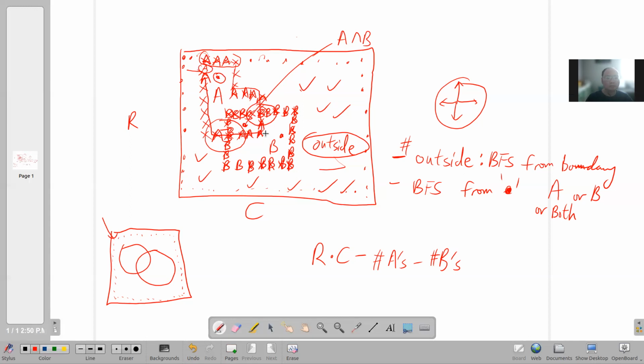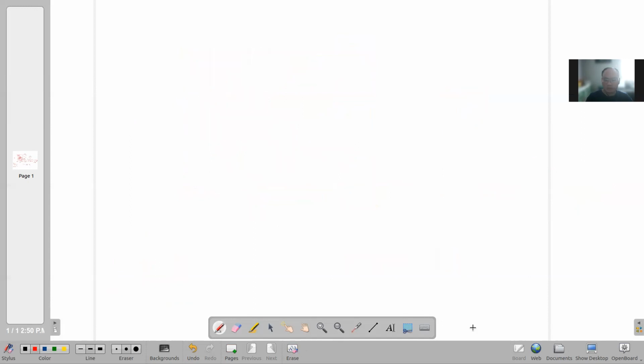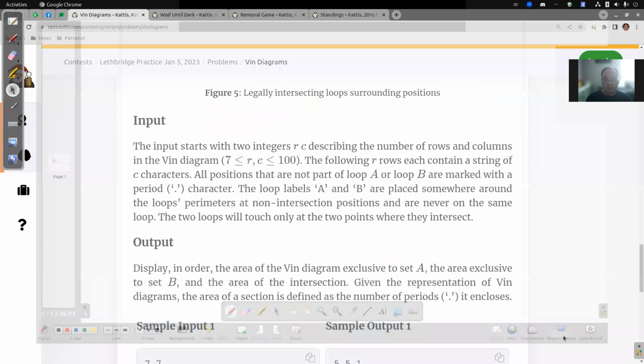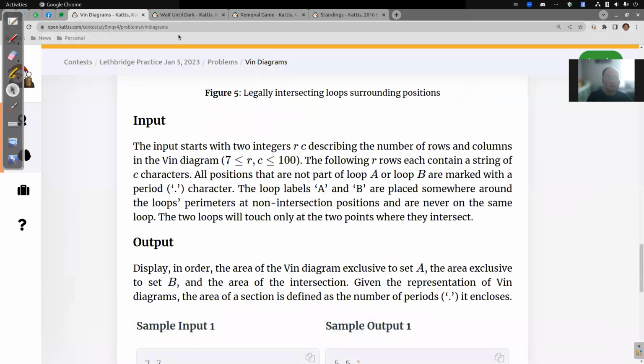Okay, so that's basically how you can do this. It's not too bad. Of course, there is a little bit of messiness, but conceptually it's not too bad. All right, now I want to look at probably the next easiest problem, which is this Wave Until Dark problem.